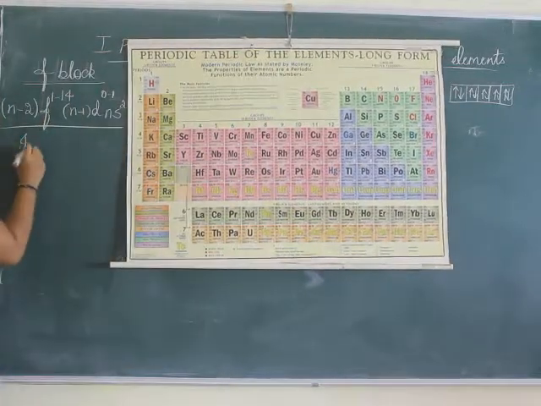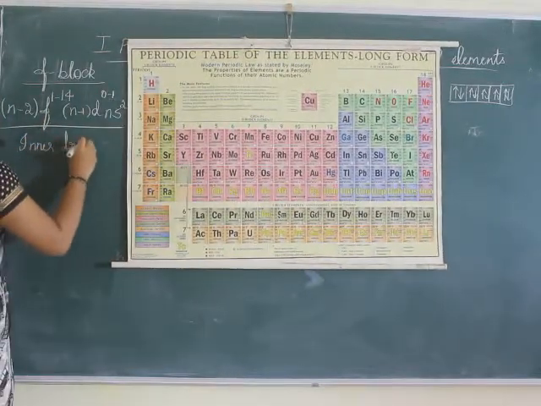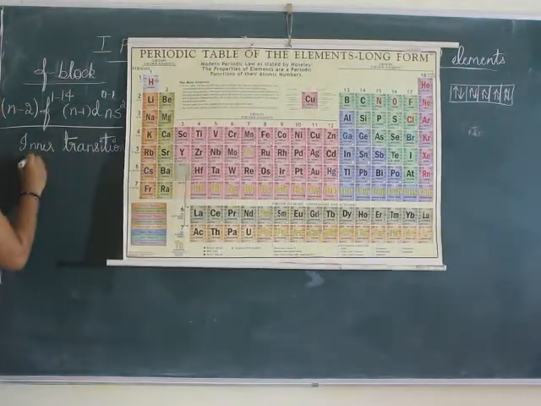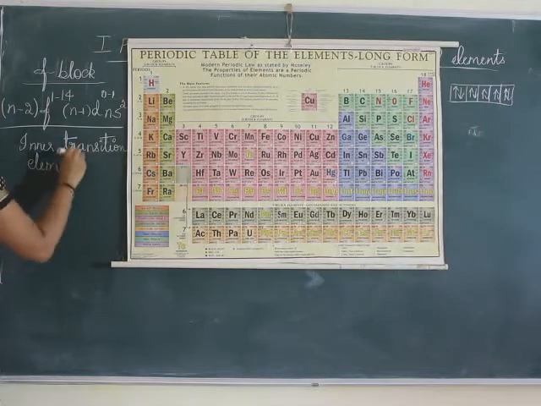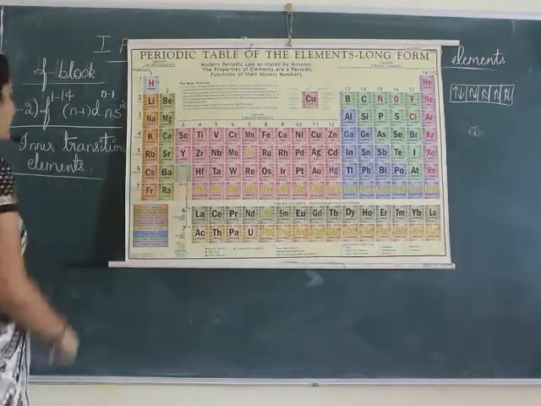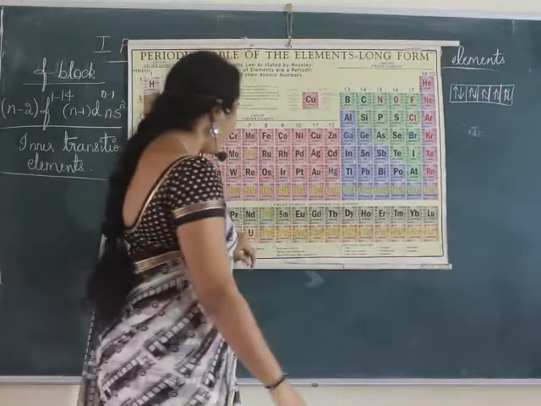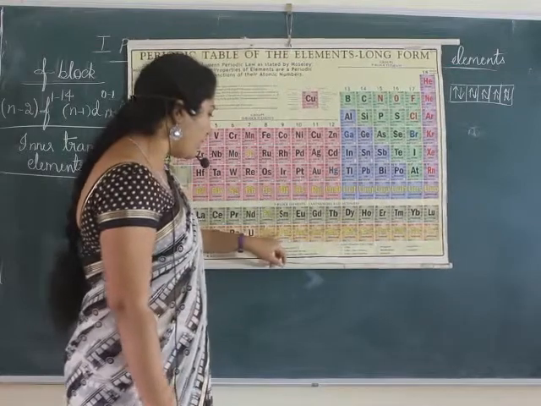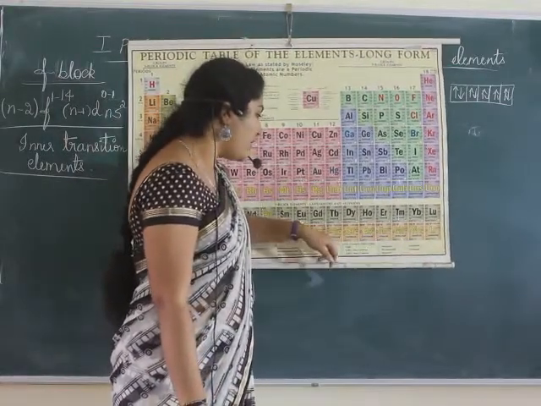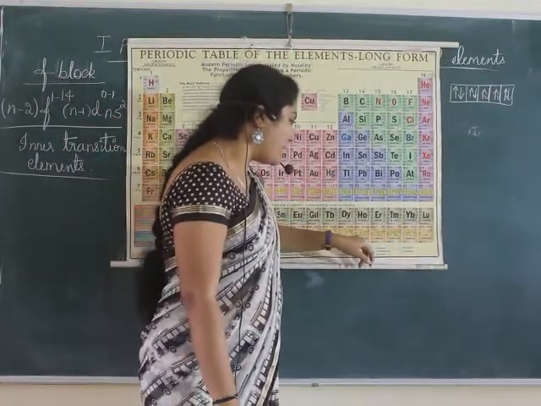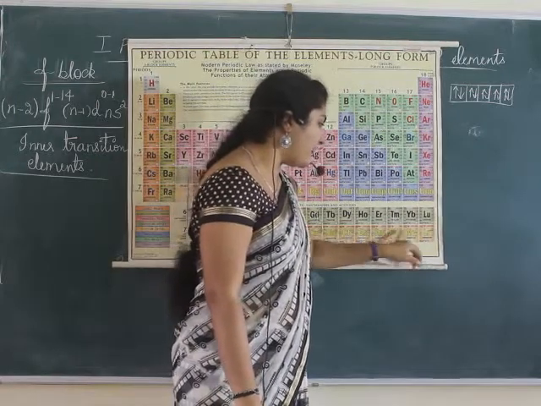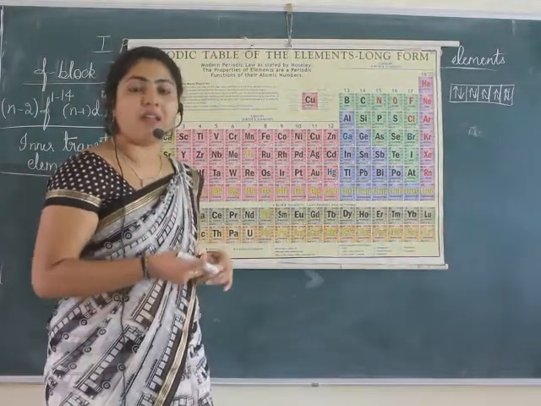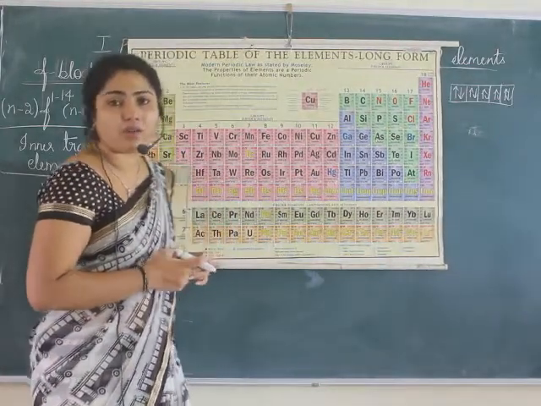They are called as inner transition elements. And one more point under this is the elements after uranium. After uranium, you remember here neptunium, plutonium, americium, curium, berkelium, californium, einsteinium, fermium, mendelevium, nobelium, lawrencium. All these are called after uranium. The elements are called as trans-uranium elements.